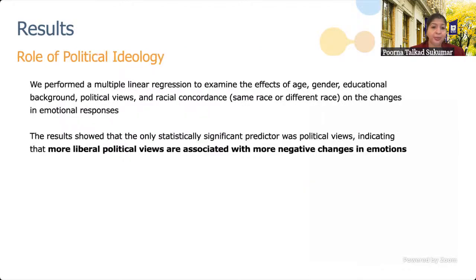And we also performed a multiple linear regression to examine the effects of age, gender, education level, political views, and racial concordance on changes in emotional responses. And the only significant predictor was political views. So participants with more liberal views had stronger negative reactions to the visualizations.